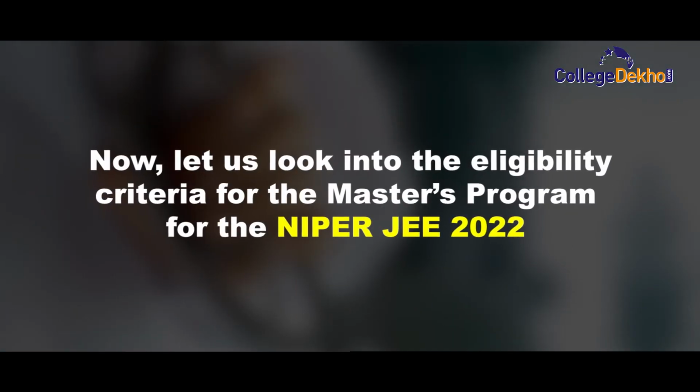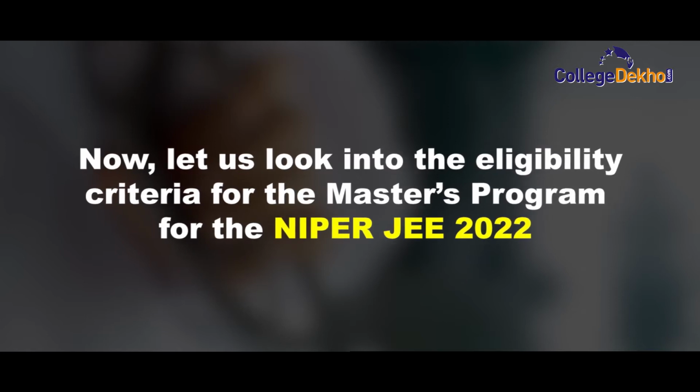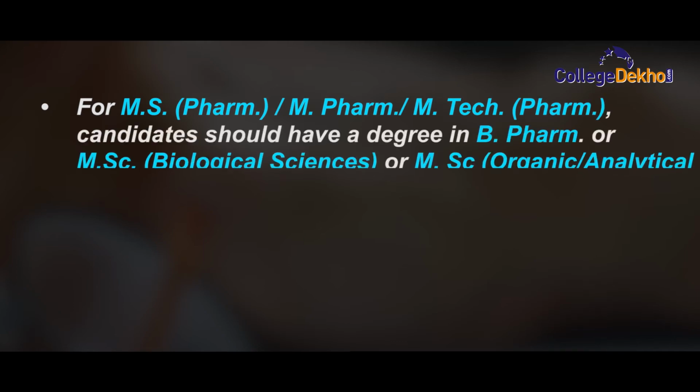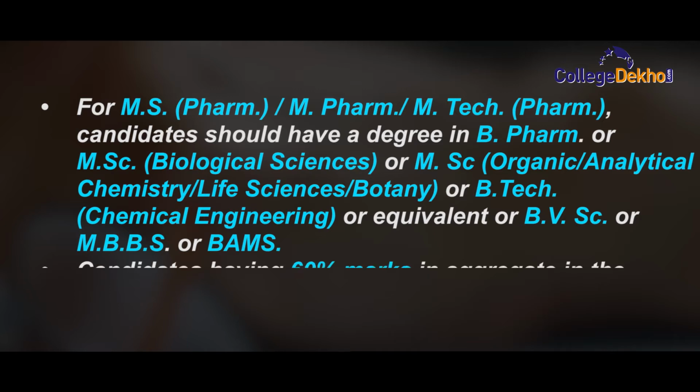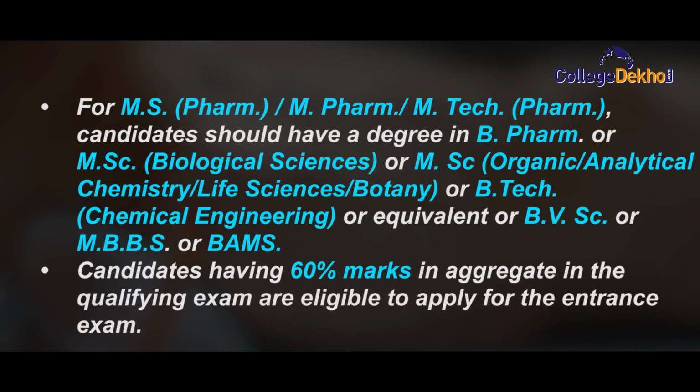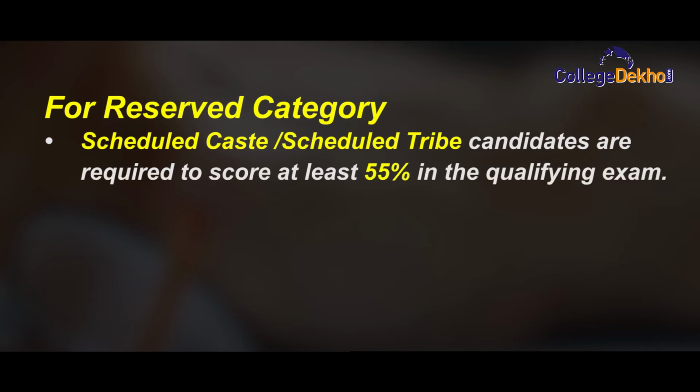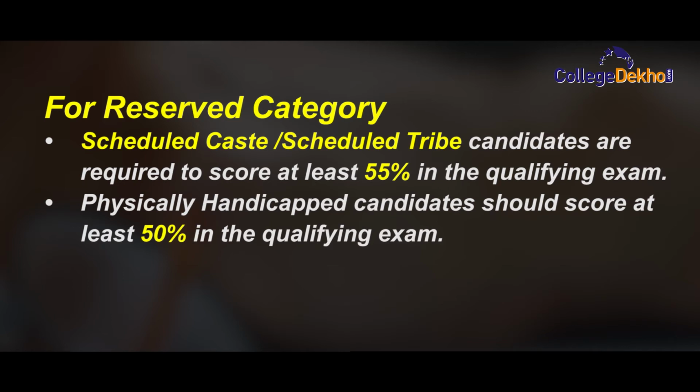Now, let us look into the eligibility criteria for the Master's program for NIPER JEE 2022. For MS Pharm, M Pharm, MTech Pharm, candidates should have a degree in B Pharm or MSc in Organic, Analytical, Biosciences or BTech degree or equivalent to BVSc or MBBS or BAMS. Also, candidates having 60% marks in aggregate in the qualifying examination are eligible to apply for the entrance exam. For reserved categories, the candidates are required to score at least 55% in the qualifying examination, and physically handicapped candidates should secure at least 50% marks in the qualifying examination.